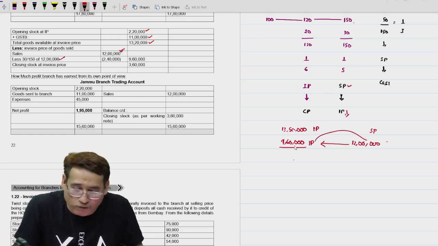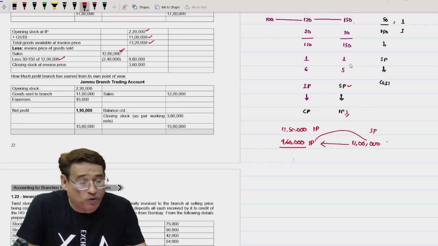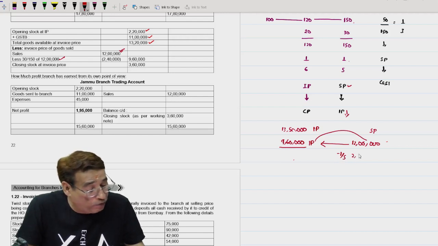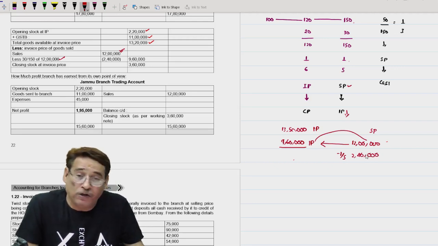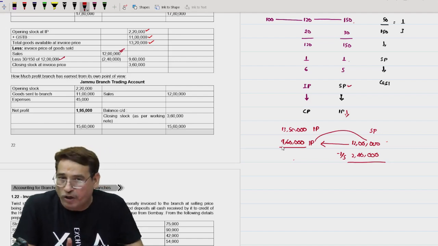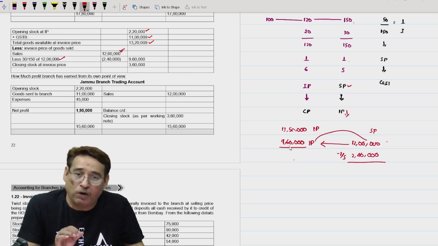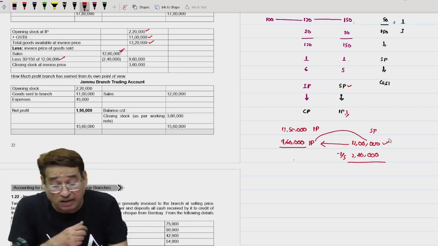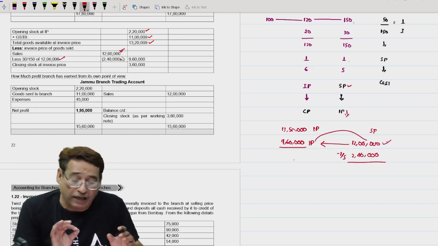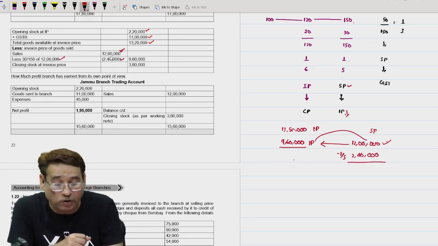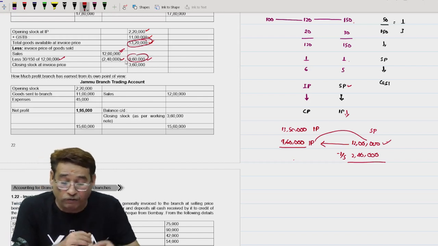And how am I able to find out 9,60,000? Because I know the rate to convert selling price to invoice price, which is 1 by 5. If I apply 1 by 5 to 12 lakh, it will be equal to 2,40,000. So now I know that out of 12 lakh, which is the selling price, 9,60,000 is the invoice price. That means the branch in the current year sold 9,60,000 worth of invoice price goods at 12 lakh. Is it clear to you or not? So this is the main question. Out of 12 lakh, 2,40,000 is the margin, that is the difference between the selling price and the invoice price. You subtracted 2,40,000 from it and got 9,60,000. So out of 13,20,000, 9,60,000 worth of goods have been sold.